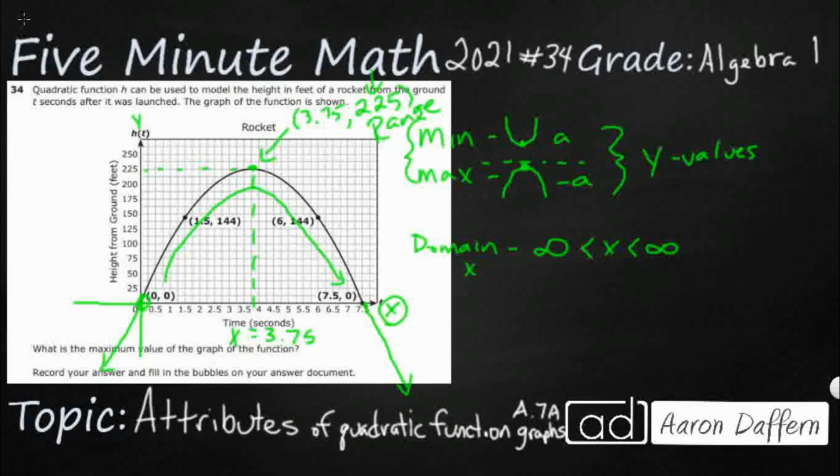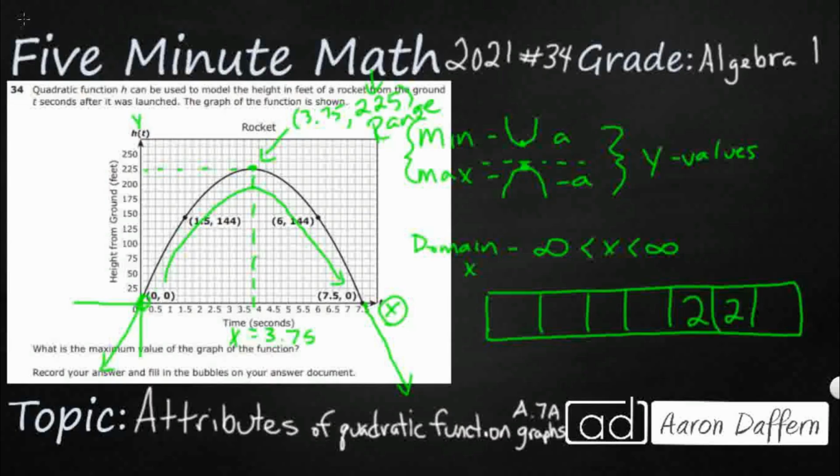So we would just go ahead and bubble it in. 225. I mean, it's just right there on the graph, and just make sure we bubble in 225 correctly, and that is our answer, 225.